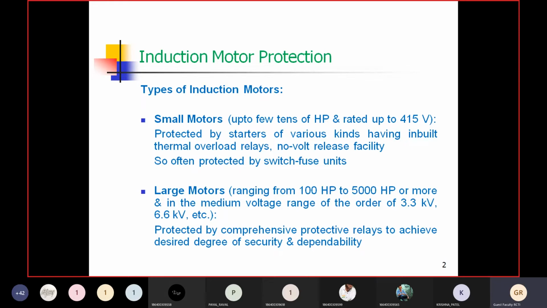So here the very first statement of this slide tells you that these types of small motors are protected by just starters and without using any type of relay. It has also been mentioned that often it is protected by simple switch fuse units. But right now I'm going to talk about large motors.